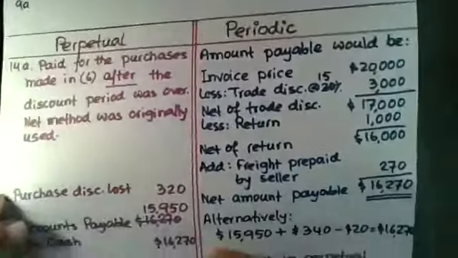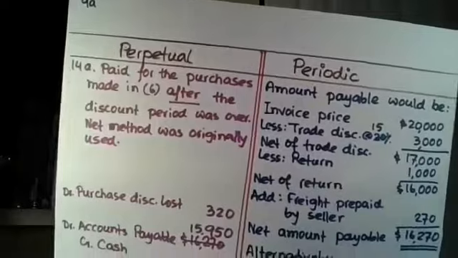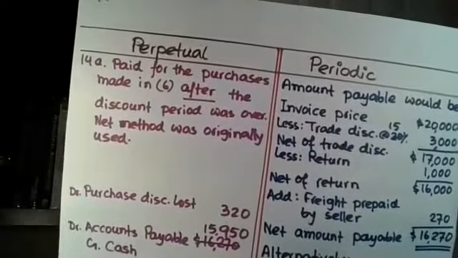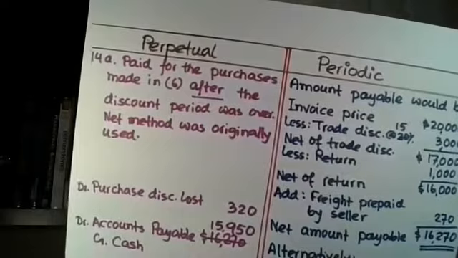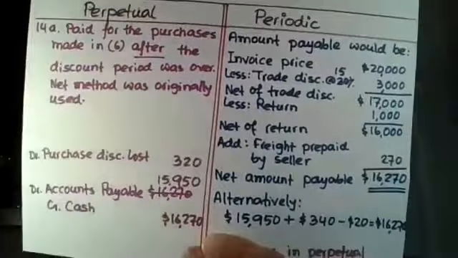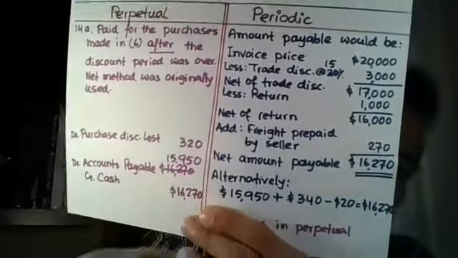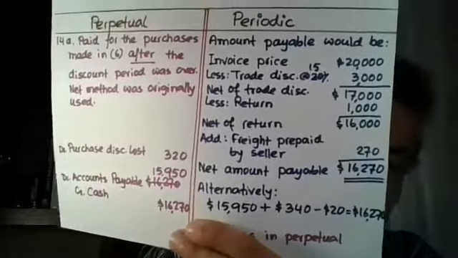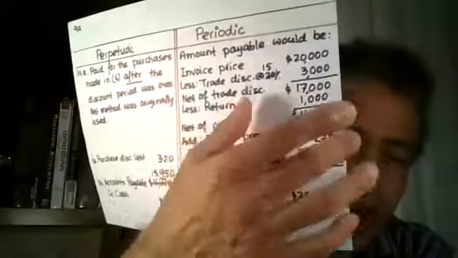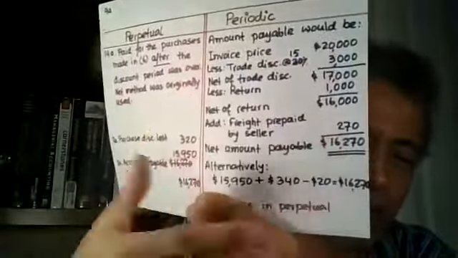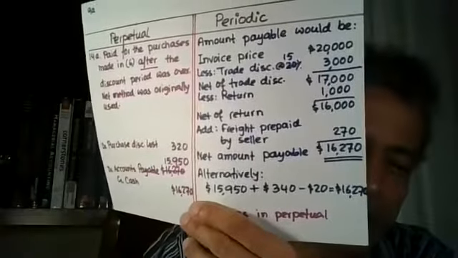All right, so look at the calculations here. Your invoice price was 20,000, then $3,000 trade discount. That leaves us with 17,000, $1,000 return leaves us with $16,000. Add the freight of 270, so 16,270. I took the $1,000 off here. I didn't take off the 2% cash discount because we are not eligible to receive it anymore. We missed it. So to find the amount payable, this one is not going to be identical to the previous calculation. The goal here is to find out the amount ultimately payable. So this is what we need to pay them.